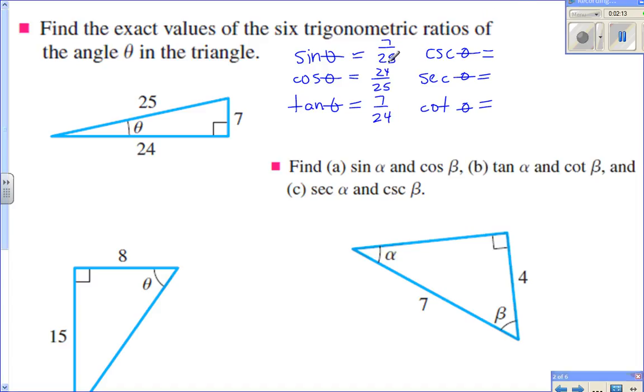Now the reciprocals, you don't have to go back through and figure them out. All you have to do is flip them. So here you're going to have 25 over 7, 25 over 24, and then 24 over 7.